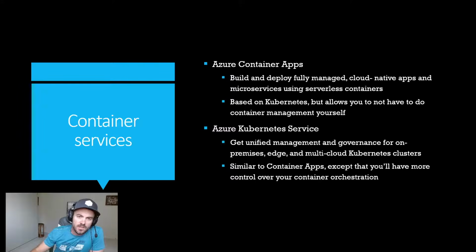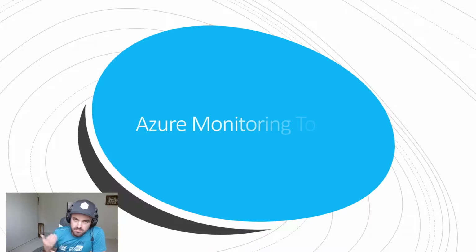All right. Azure Container Apps build and deploy fully managed cloud native apps and microservices using serverless containers. It's based on Kubernetes, but allows you to not have to do that container management yourself. Kubernetes is definitely not the most user-friendly or easiest thing to do, so to abstract that all out is definitely helpful. But if you do need to do that orchestration yourself, there's Azure Kubernetes Service, right, which is a unified management and governance for on-prem, edge, and multi-cloud Kubernetes clusters. Similar to container apps, except that again, it's going to be more work because you're going to have more control over your container orchestration. Okay? Boom, that's it.